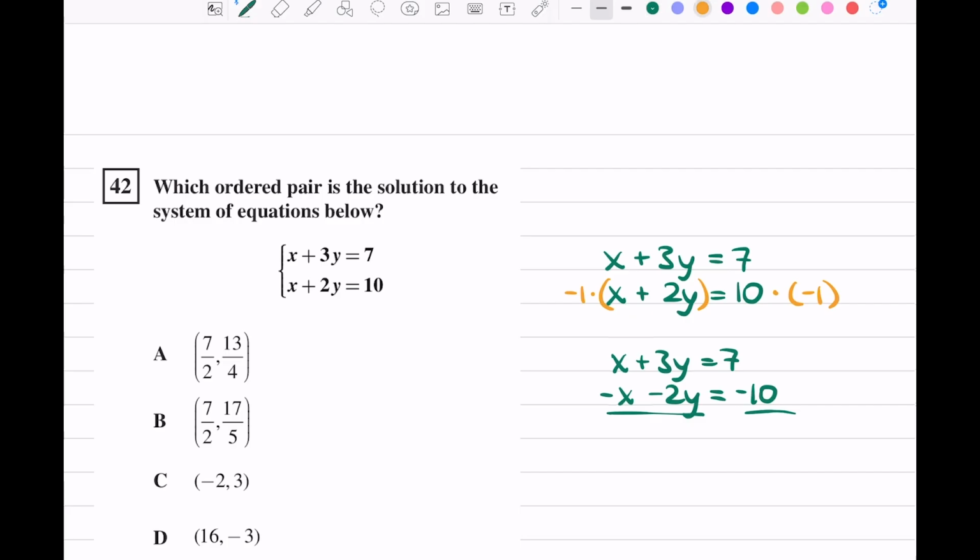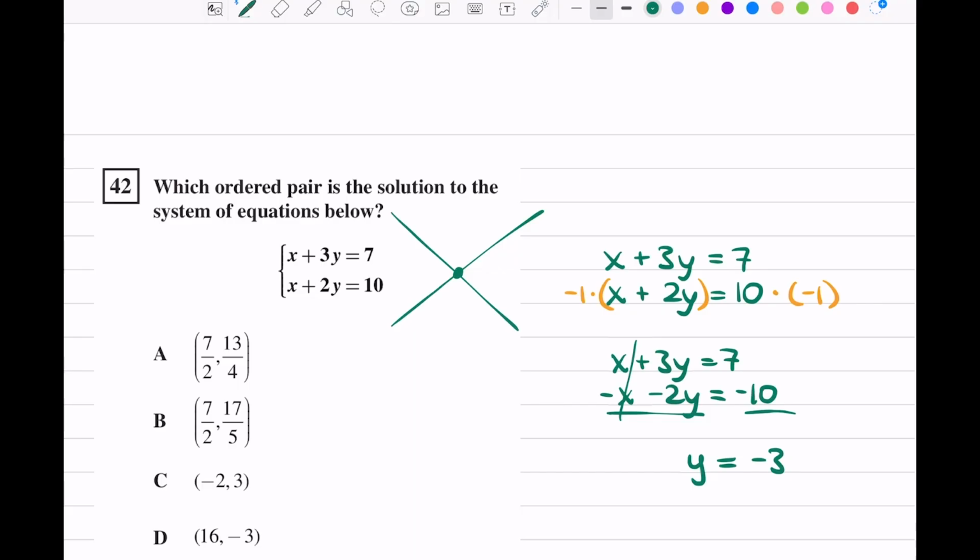On the left side, x minus x makes our x's go away. 3y minus 2y gives us 1y. And on the right side, 7 minus 10 gives us negative 3. So we're looking for the point where these two lines cross, and we just found the y coordinate. And if you look at the answers, you might notice that there's only one choice, option D, where y equals -3. So if you notice this when you're taking the test, you could just circle D and move on.